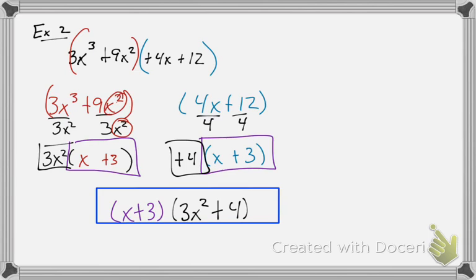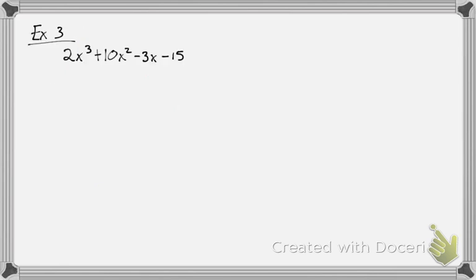Okay, so we've got just a couple more problems left to cover. Number 3, we have 2x cubed plus 10x squared minus 3x minus 15. Same deal, we're going to split the problem in half, first two and last two. That way we've got two pair equations. So our first pair, we have 2x cubed plus 10x squared, and the second pair, negative 3x minus 15.